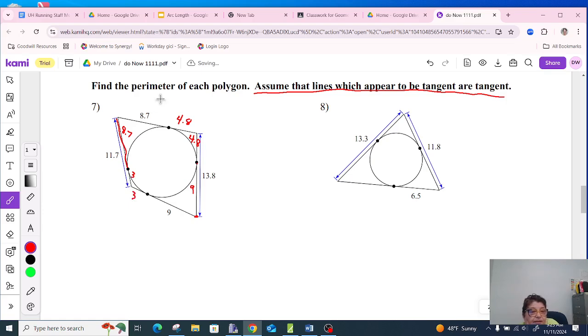Because it wants perimeter, only add the outside. This little piece that I didn't know is 3. This is 9. This whole length here is 13.8. This little piece was 4.8. This is 8.7. And then this is 11.7, correct? So add all of those little pieces together, and that will give you the whole perimeter.